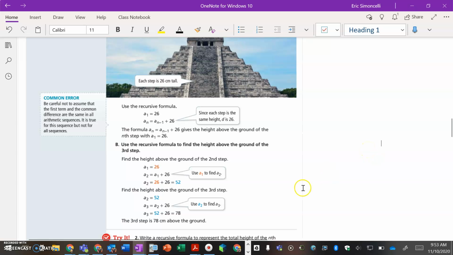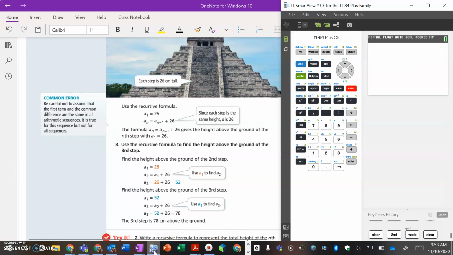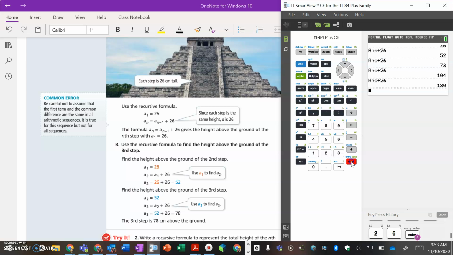You can continue this pattern by simply adding 26, add 26, add 26. A calculator can give you this particular sequence if you just typed in 26 and hit enter, and just plus 26 and hit enter, enter, enter, and so on and so forth. So your calculator is able to give you, based on what you first plugged in as the first term, just adding 26 and so on and so forth.